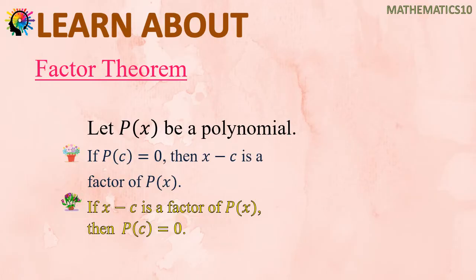So basically, the concept here in factor theorem is you are going to check the remainder if a given polynomial is divided by a particular polynomial or a binomial. Then if the remainder is 0, therefore we can conclude that the given x minus c, or divisor, is considered a factor.